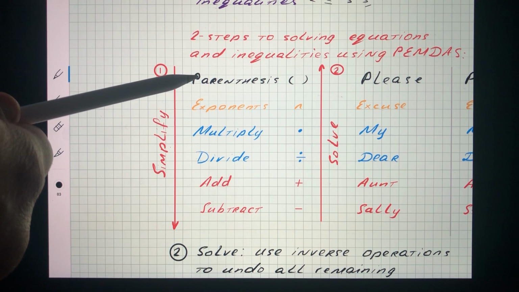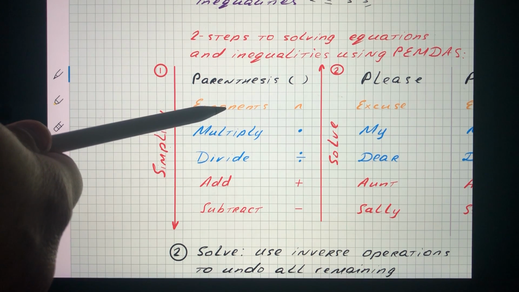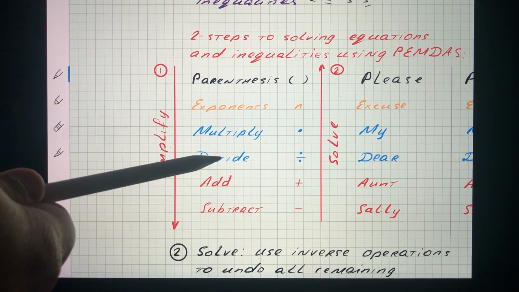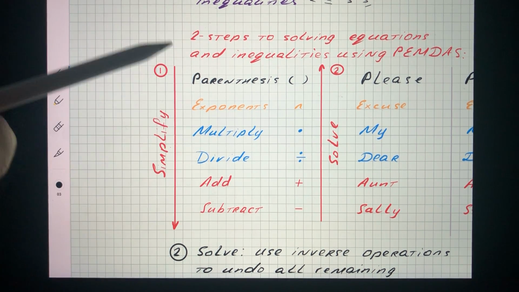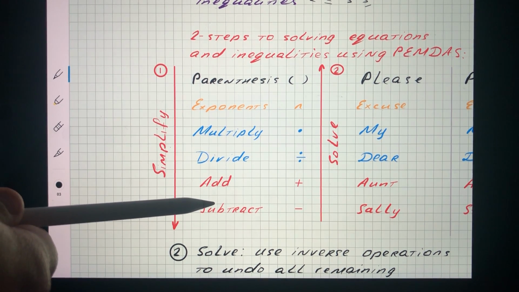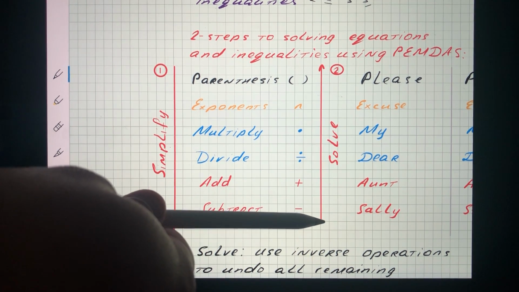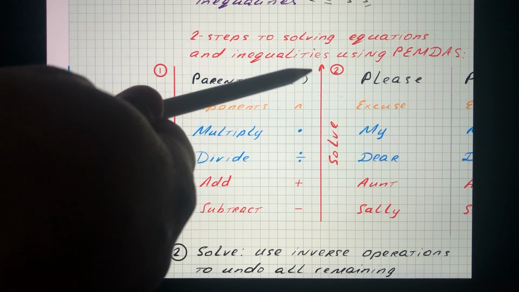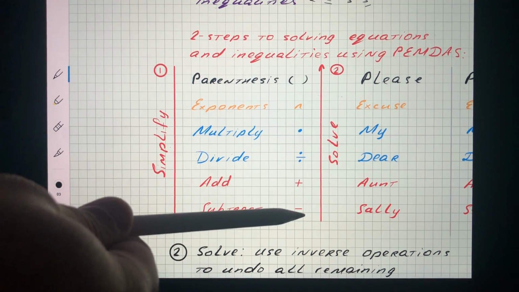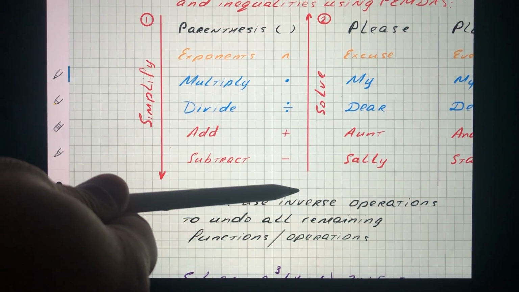So the first thing we do is we will do the parentheses. If we can simplify anything inside of it, then we will do it. Then we'll do exponents, multiplication, division, addition, subtraction. Once we have done all of those, the expression that we started with is going to be as simple as possible. At that point, we will start at the bottom and work our way up to undo all the remaining operations. And we will use the inverse functions to do that.